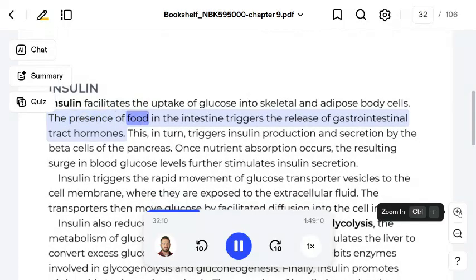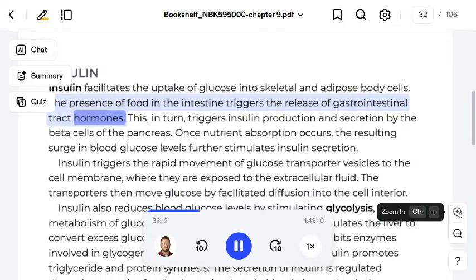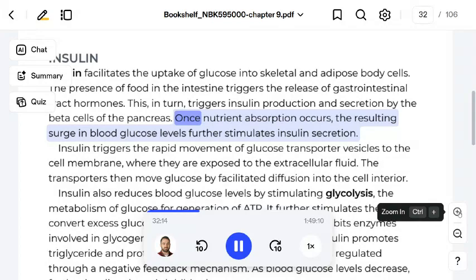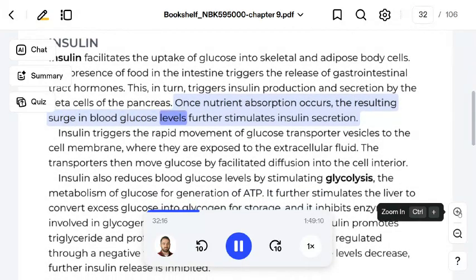The presence of food in the intestine triggers the release of gastrointestinal tract hormones. This in turn triggers insulin production and secretion by the beta cells of the pancreas. Once nutrient absorption occurs, the resulting surge in blood glucose levels further stimulates insulin secretion.